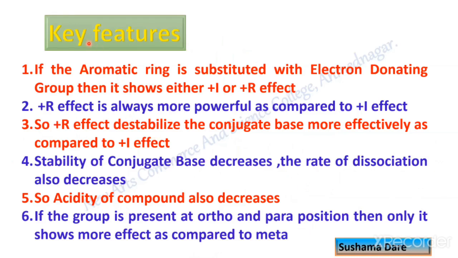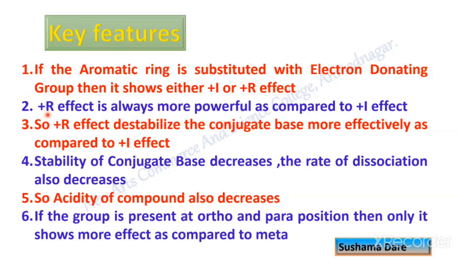Now, what we had to look at in this example: in the previous example we discussed that if an electron withdrawing group is substituted on the aromatic ring. Now we can also have the aromatic ring substituted with an electron donating group, which shows either a plus I or plus R effect. As we already talked, the electron donating resonance effect is more powerful as compared to the electron donating inductive effect.